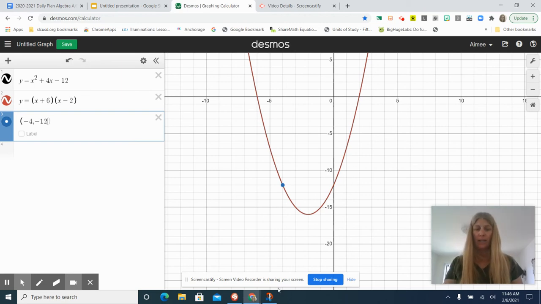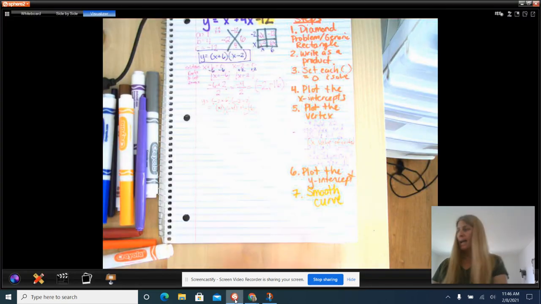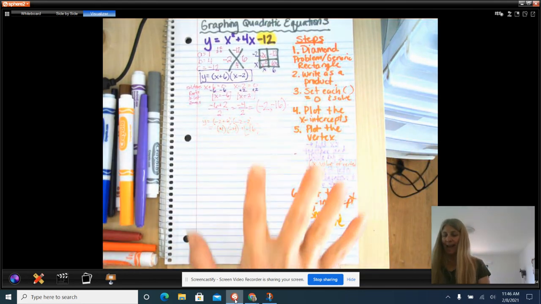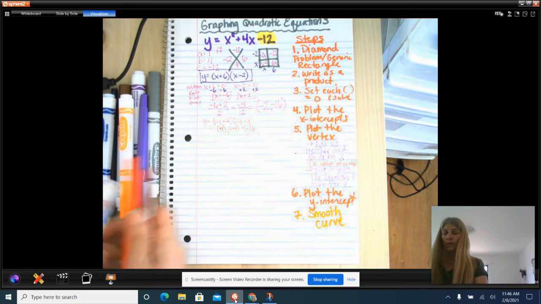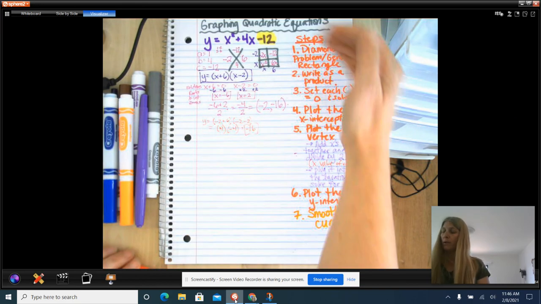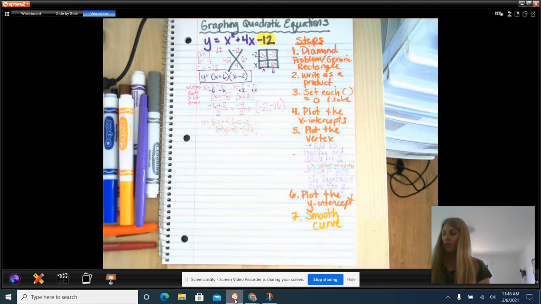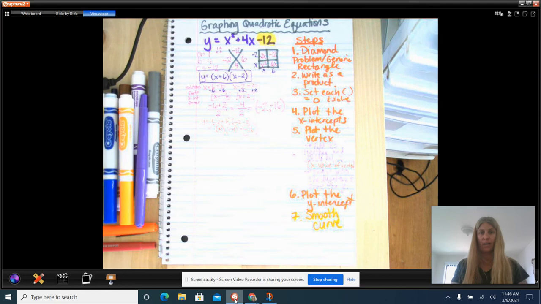So ladies and gentlemen, this is how we go ahead and graph the equations. My recommendation is to have this out during your entire work that you're doing today and make sure you're referring to it, because there are a lot of steps to make that happen. And we want to make sure that you are doing it correctly. Make sure you're asking questions during the Desmos activity if you get stuck on one of these steps.